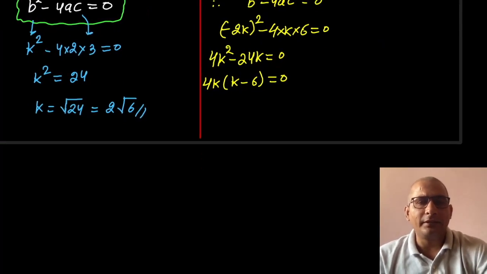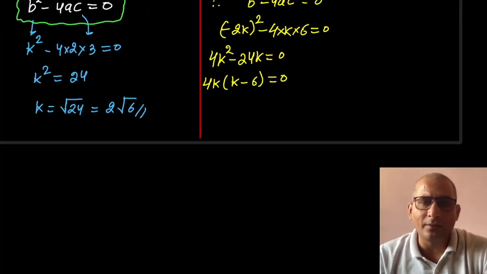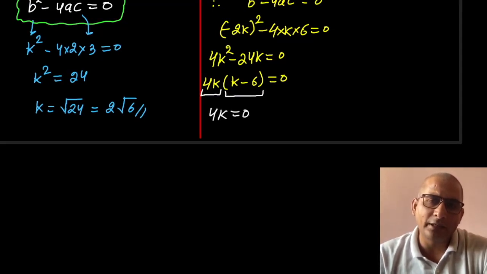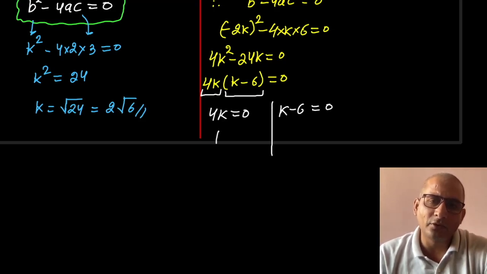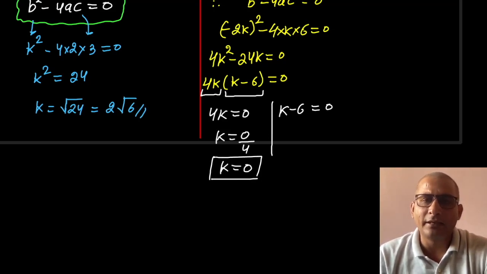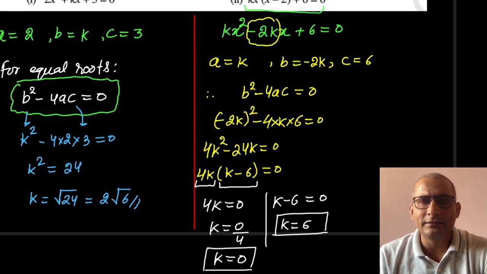right? So if it is k minus 6, so ये 0 के इक्वल आ रहा है. 0 कब आया होगा? Either this 4k is 0 or k minus 6 is 0. So अगर आप 4k को 0 लेंगे या k minus 6 को 0 लेंगे, so from here k equal to 0 by 4, or we can say that k equal to 0 in this case, right? And from here k equal to 6. So k की दो वैल्यू हो सकती है when k is 0 and when k is 6.